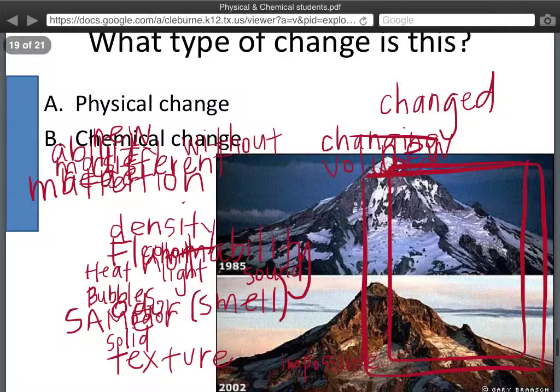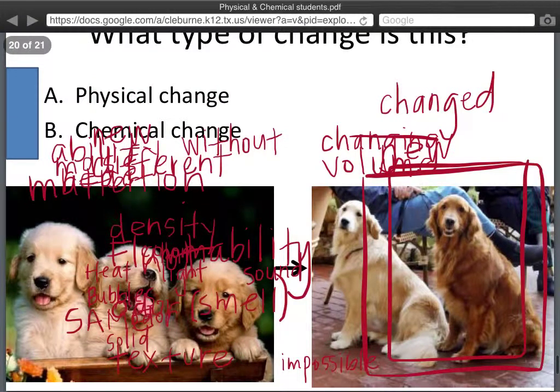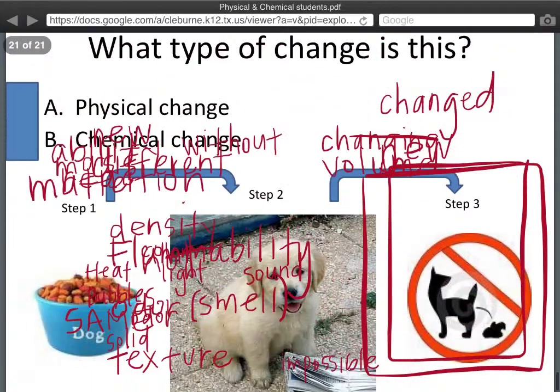Is this a physical change or a chemical change? Push pause, write your answer. Is this a physical change or a chemical change? Push pause, write your answer. Is this a physical change or a chemical change? And we're talking about from step 1 to step 3.